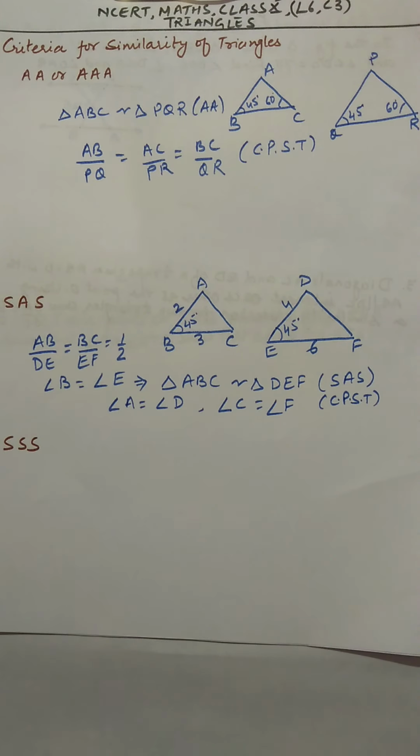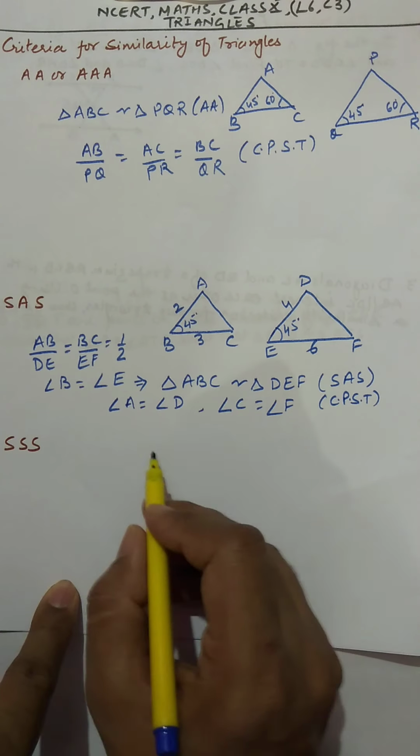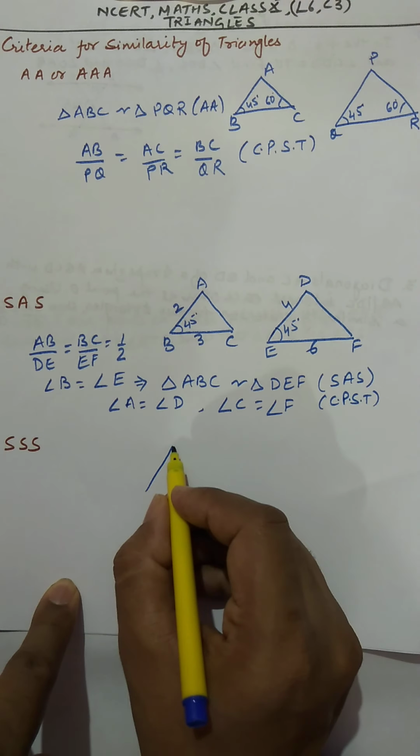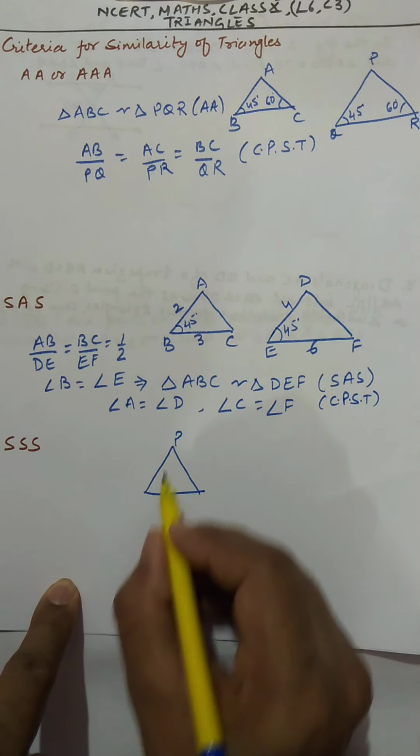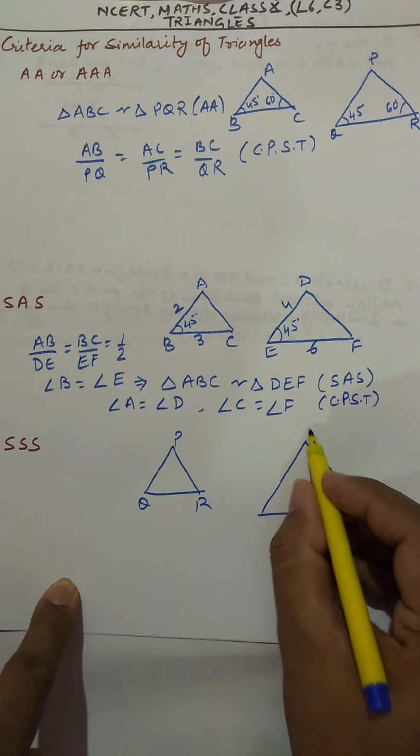Now come to SSS. Again we'll take some example to clarify this. Again I am taking this triangle, let's say this is PQR, and this is, let's say, DEF.